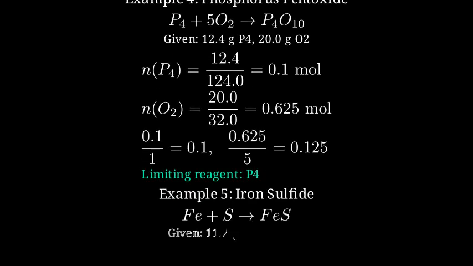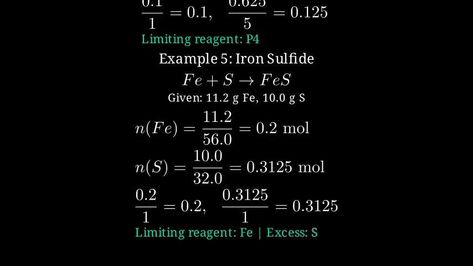Example 5. Iron and sulfur reaction. The equation is iron plus sulfur makes iron sulfide. Given 11.2 grams of iron and 10 grams of sulfur. Convert to moles. Iron. 11.2 over 56 is 0.2 moles. Sulfur. 10 over 32 is 0.3125 moles.